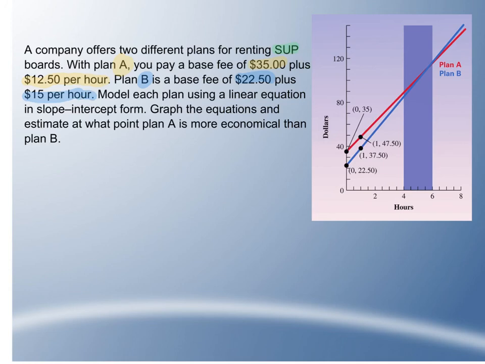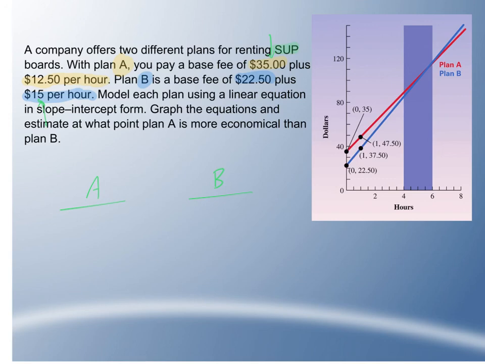So how do I write them as linear equations? Plan A. Okay, we're going to write Plan A and Plan B both as linear equations. y equals mx plus b. And the way that this works, the $35 and the $22.50 that you get charged one time, that represents the y-intercepts, right? That's the starting point. You pay this set dollar amount no matter what. That's the y-intercept, okay?